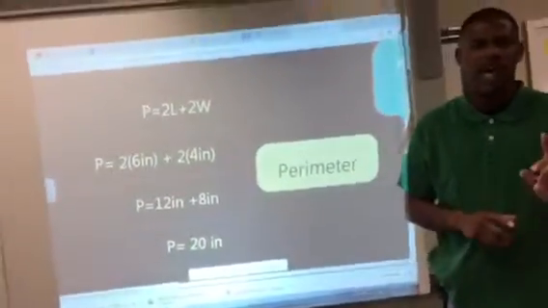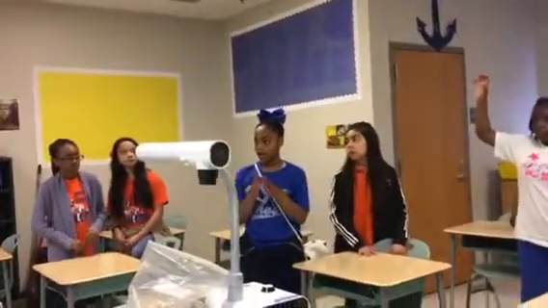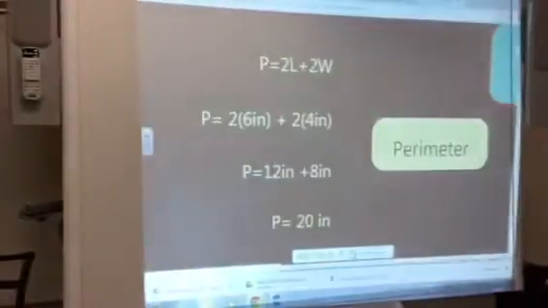Very good job. Does anybody have a different way to find the perimeter? Yes, Alana. You can add 6 plus 4 and then you get the sum, and then you can add 6 plus 4 again, and then you can add both the sums. Very good job. You have a different way, yes, Adrian. By multiplying 6 times 2, it gives us 12, then 4 times 2, 8, then adding 20.